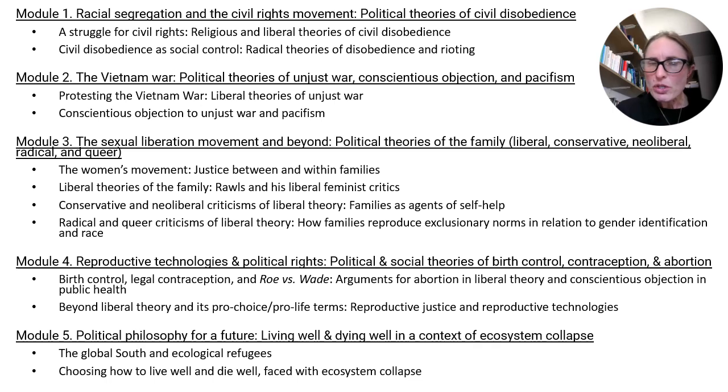And finally, we'll turn to radical and queer criticisms of liberal theory. These are theories offered by political theorists about how families themselves reproduce exclusionary norms in relation to gender identification and race, and how political institutions might need to be restructured to overcome those exclusions.